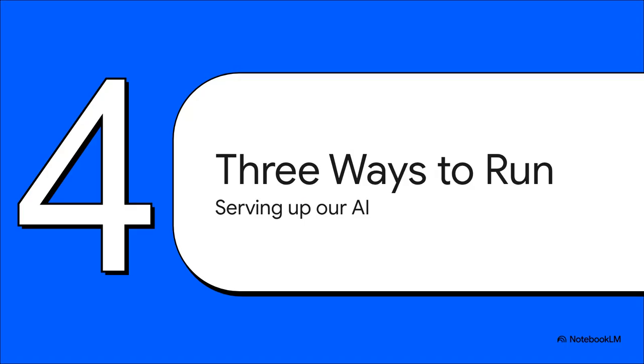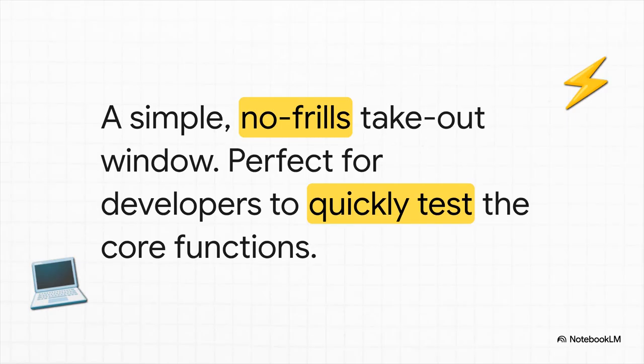Okay, the restaurant is designed, the kitchen's ready, the chef has taste tested the food. Now comes the really fun part. Let's open for business. We're going to serve up our AI in 3 completely different ways. First up, the command line. You can think of this as the fast, no-frills takeout window at our restaurant. It's perfect for us, the developers, to quickly test that everything works without needing to click around a website. It's simple, it's direct, and it's super powerful.